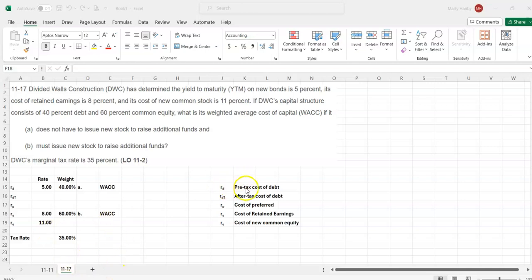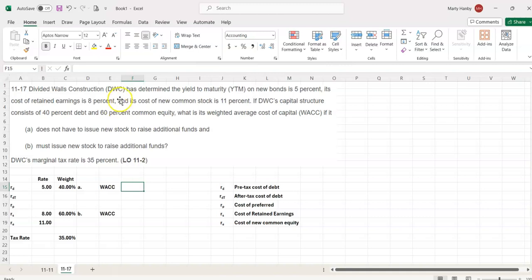R sub D is the pre-tax cost of debt. That's equal to the yield to maturity. The after-tax cost of debt, RDT, is equal to the yield to maturity multiplied by 1 minus the tax rate. Cost of preferred is R sub P, which we don't have here. The cost of retained earnings, R sub S, and R sub E is the cost of new common equity. So it's all using the book's terminology.